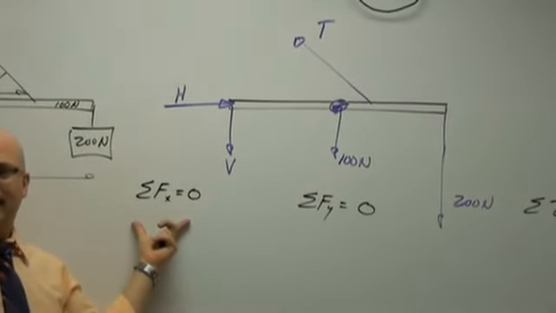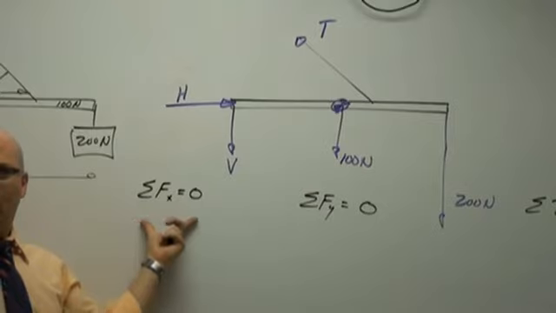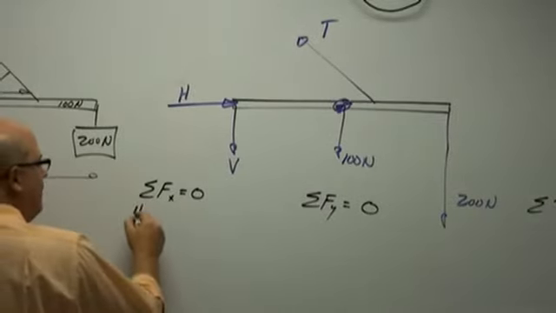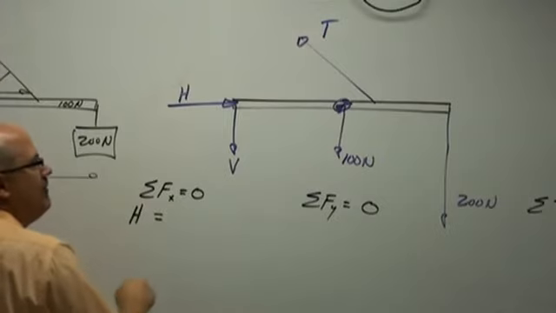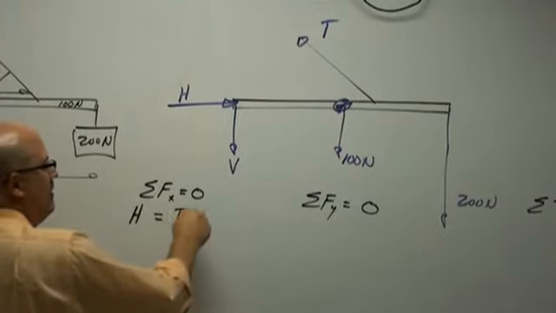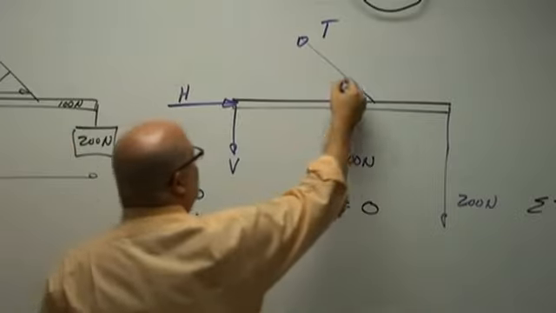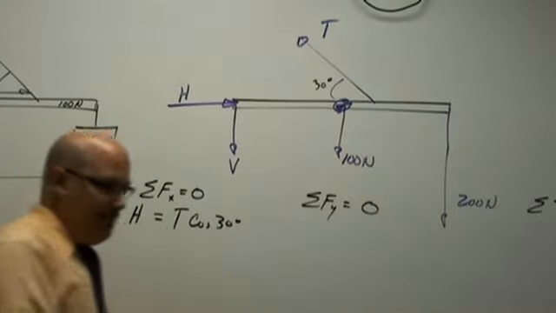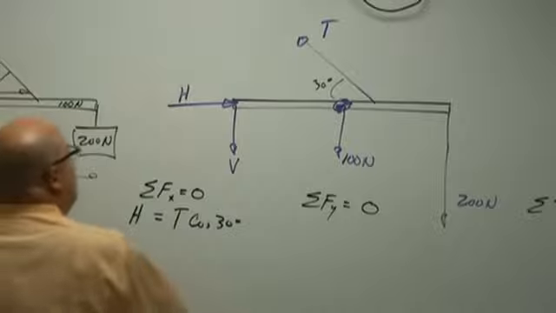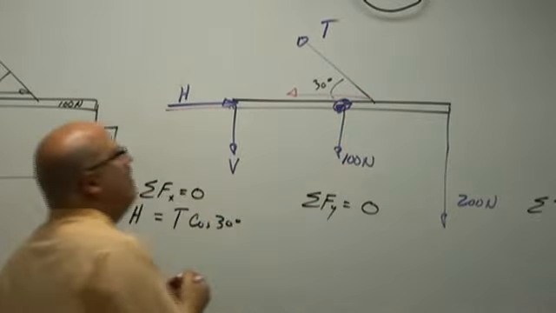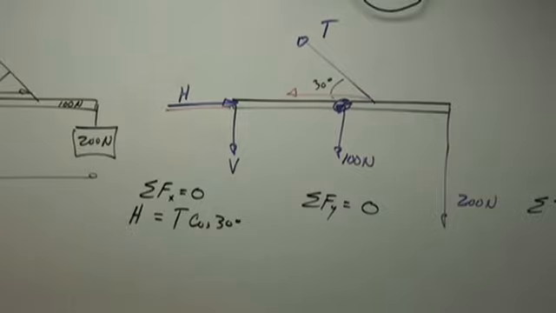X. Okay, what goes here? Horizontal equals tension cosine 30 degrees, because there's 30 degrees. Okay, everybody get that? Because this one is in the X direction and there's my X portion of my tension, correct?